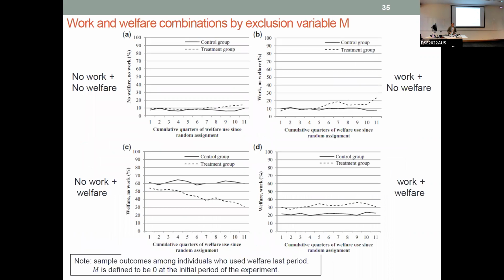And you can break things down by work and welfare combinations by M. There are some interesting asymmetries. For example, if you consider people who do not work but are on welfare, you see a big divergence by M. As M increases in the treatment group, there is less and less tendency to be a non-working welfare recipient. But for working welfare recipients, interestingly, the patterns are pretty parallel over time.